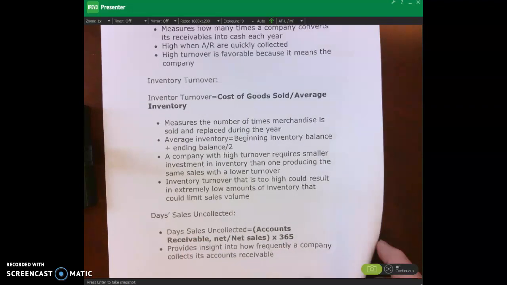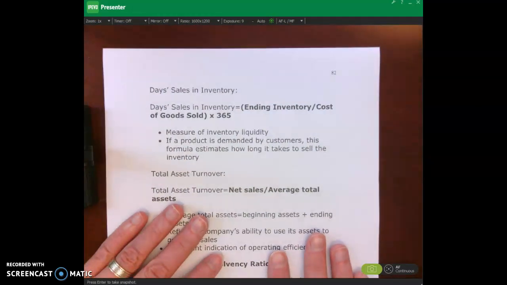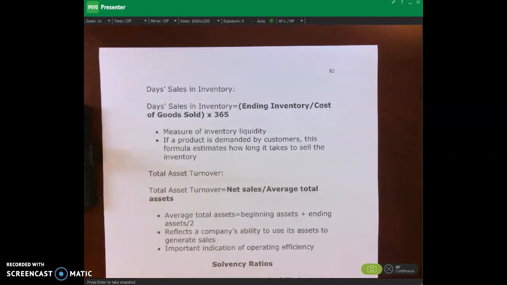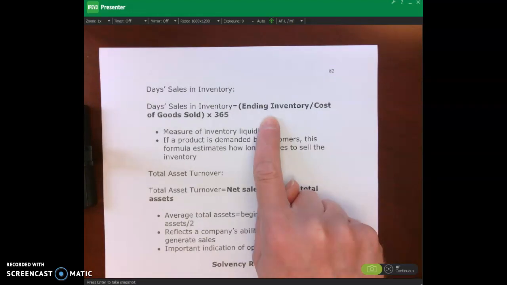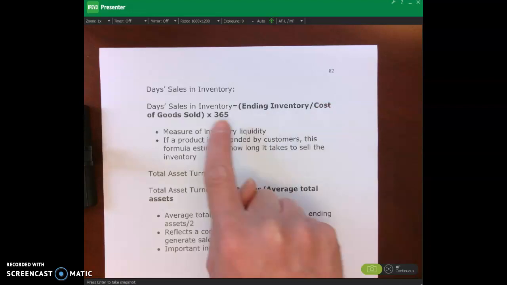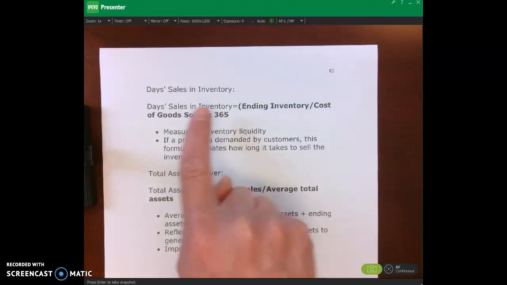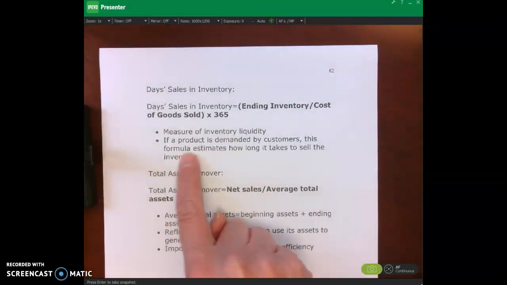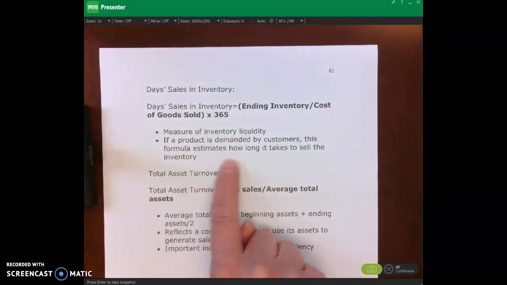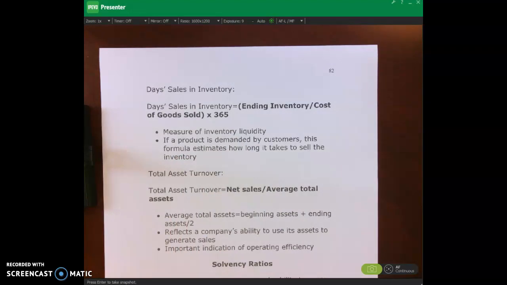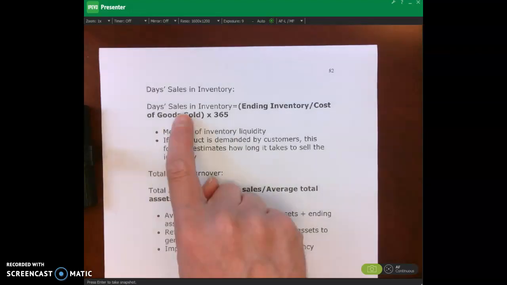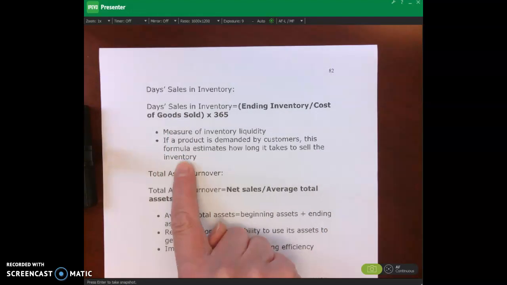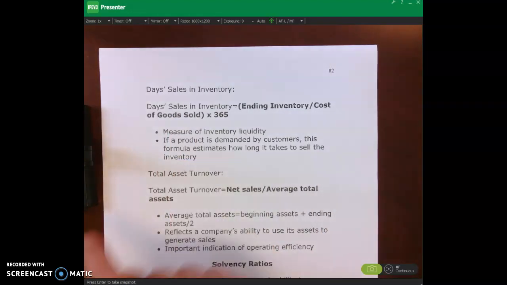365-day year. Okay. We also have another efficiency ratio, days sales in inventory. We take our ending inventory, inventory at the end of the accounting period, divided by our cost of goods sold, and multiply it times 365. Again, this is in days, and if we have a product that's demanded by customers, this formula tells us how long it takes to sell the inventory to the customer.